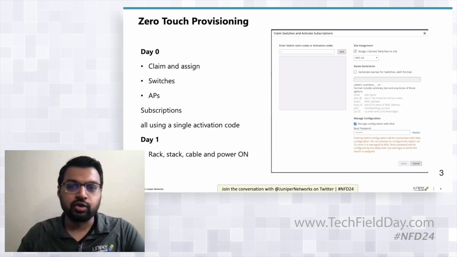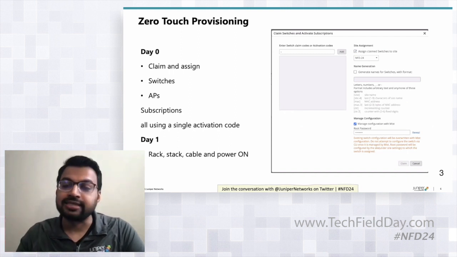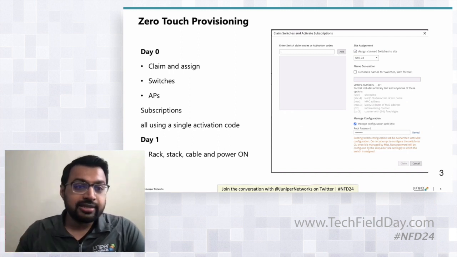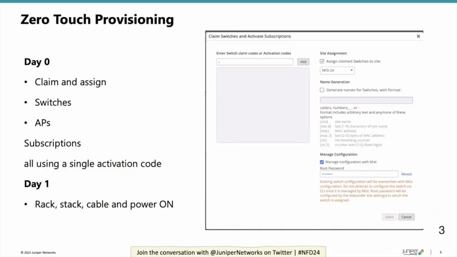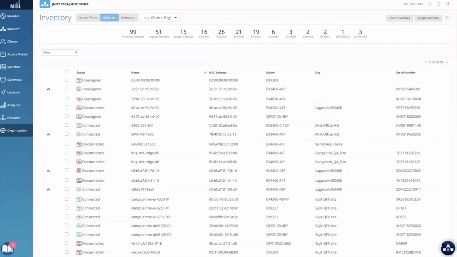We'll continue to focus on what things we can do in preparation so that day one is as simple as possible. On day zero, we provide you with claim codes or even activation codes for all of your switches as well as access points, all in one space. You just click that once and you're able to automatically claim all devices, and now they're available for configuration, even if they are not connected yet. And that's what we're going to watch.